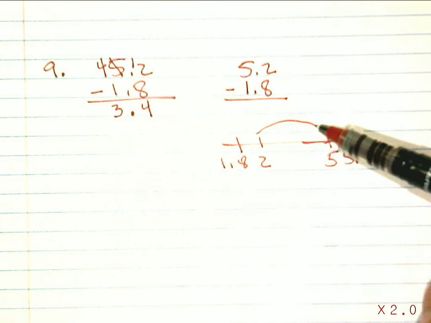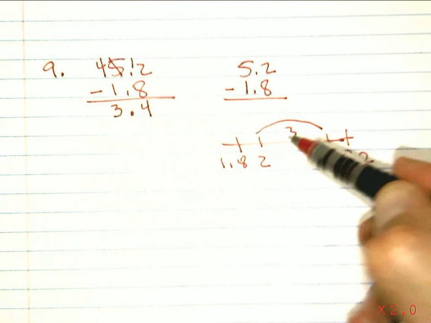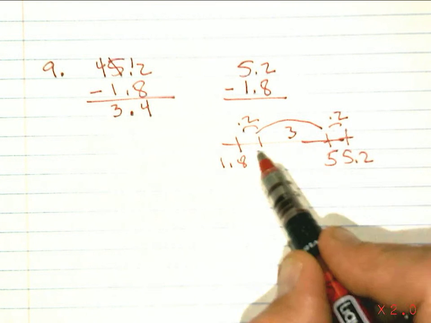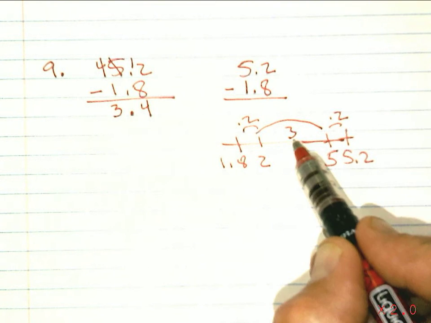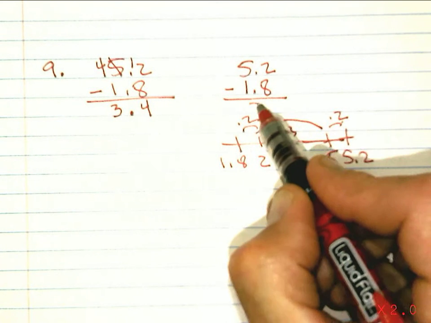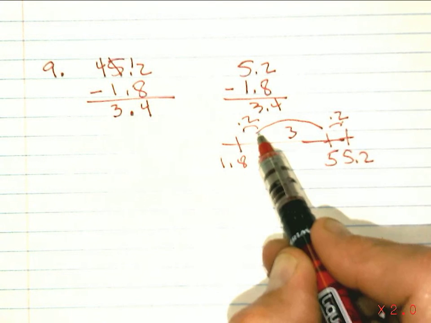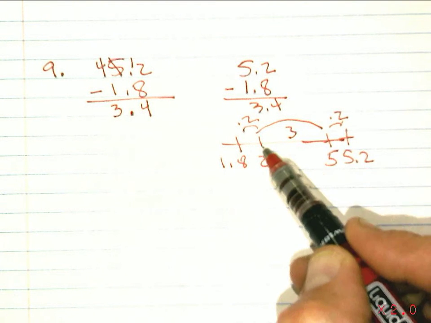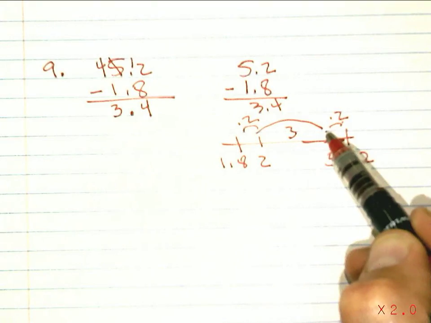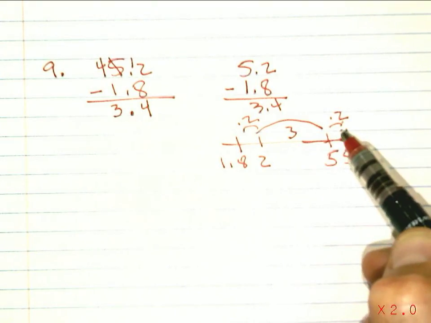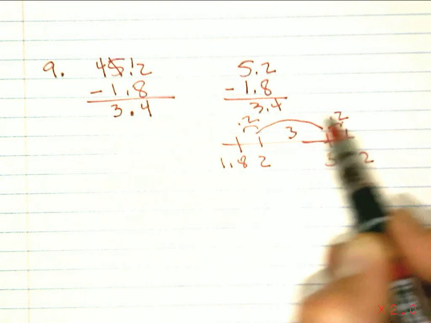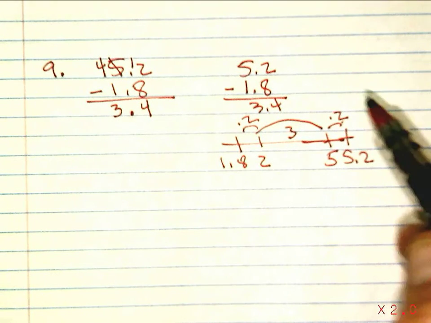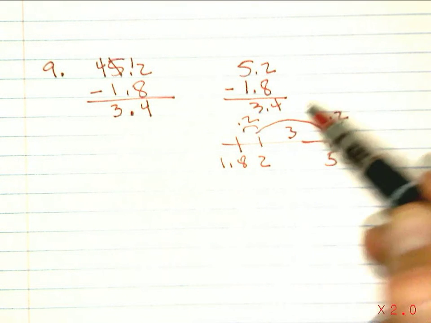From 2 to 5 is a difference of 3. And then I have 0.2 there, and I have 0.2 here, and so the distance between these two numbers is 3.4. I had to go 0.2 to get to the 2, so 0.2 up gives me the 2, and then 3 more gives me 5, and then 0.2 more gives me 5.2. So I go 3.2, 3.4, and I'm done.